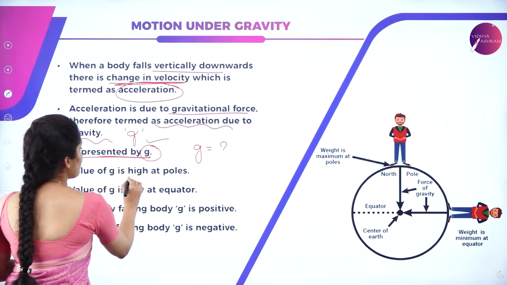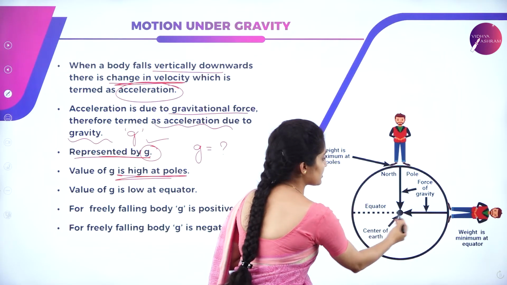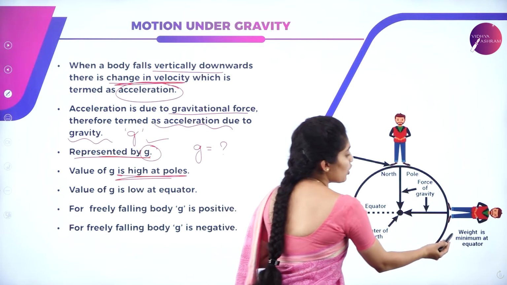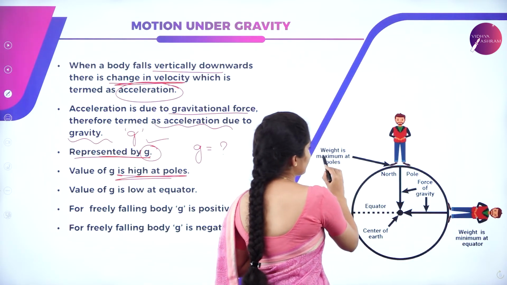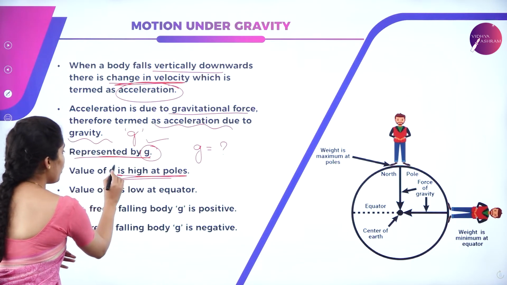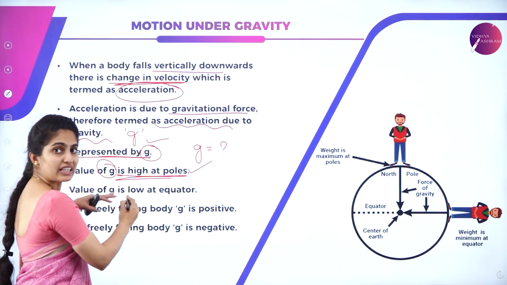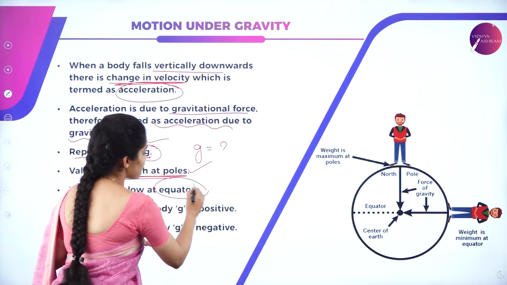So the value of g is high at poles. You can see there is a pole here and there is an equator here. Okay, so weight is minimum at the equator and weight is maximum at the poles, and that is why, because the value of gravitational force is higher at the poles and the value of gravity is lower at the equator.